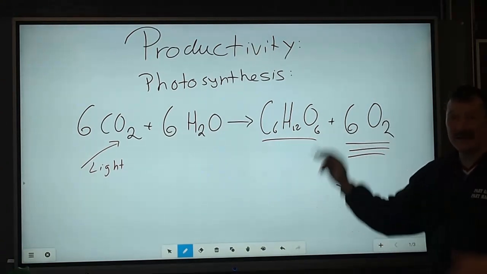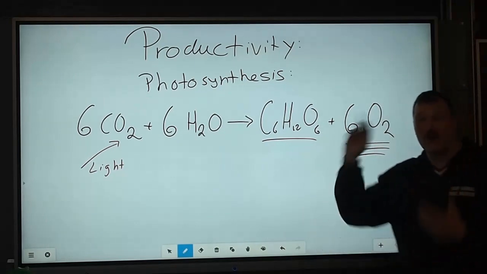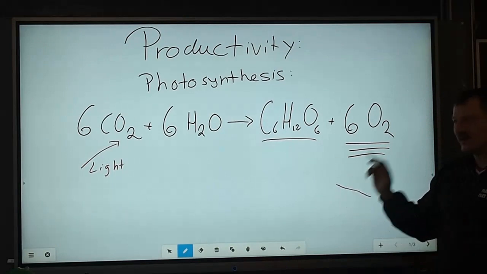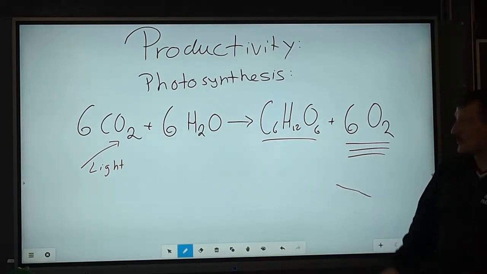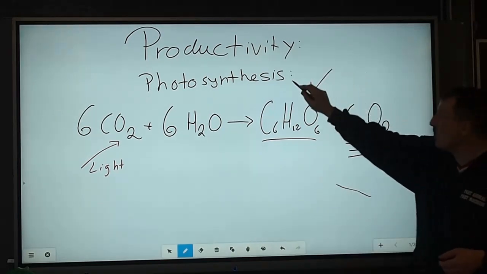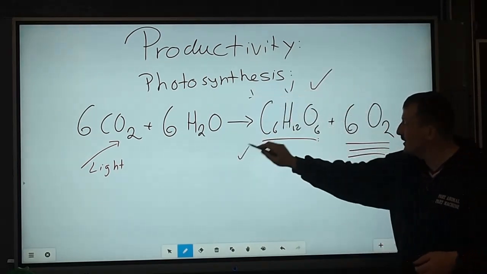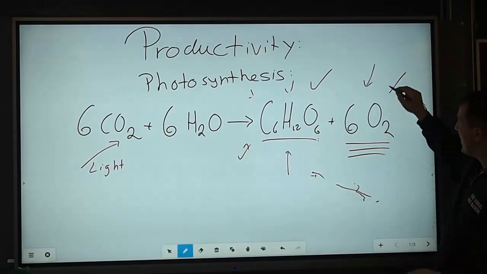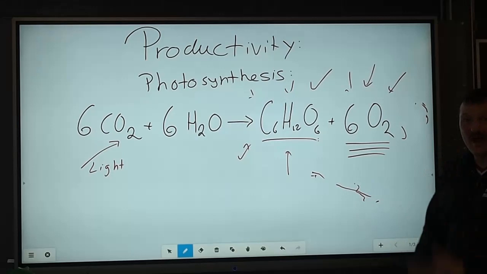If there's any one formula you'll ever want to remember from biology, it's this one. It's really, really cool and it's important. This one here creates all the carbon that the rest of the food chain needs, and it creates all the oxygen that all the other animals need. So it's pretty important.